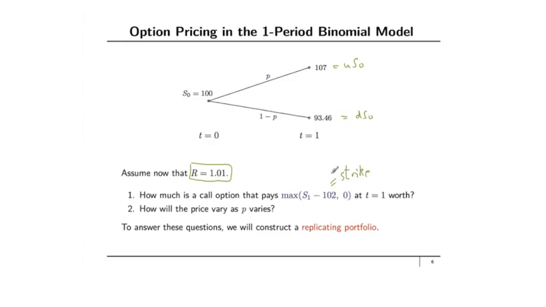In this case the 102 falls somewhere in between the 93.46 and the 107, and we need to figure out how much the security is worth. We'll also be interested in answering the question, how does the price of the option vary as P varies? Remember, P is the true probability of the stock price going up, and 1 minus P is the true probability of the stock price going down. So to answer these questions, we're going to construct what's called a replicating portfolio. The idea of a replicating portfolio is extremely important in finance and derivatives pricing, so we'll see what that means in the next slide when we actually price the option.